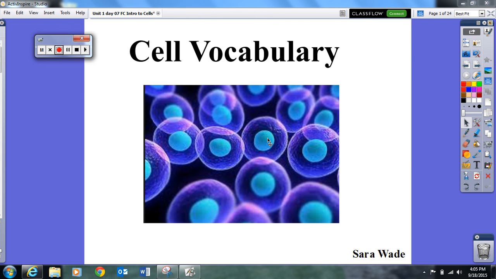Today's video is on cell vocabulary. This is where you need the foldables that we made in class. You will record the definition and draw a small picture to represent each vocabulary word, and the picture does not need to be an elaborate picture, just a small sketch.